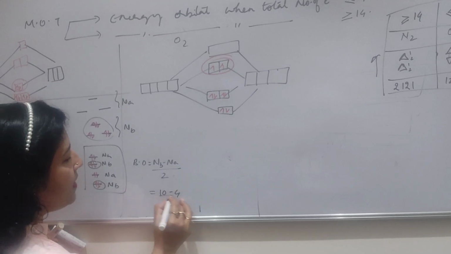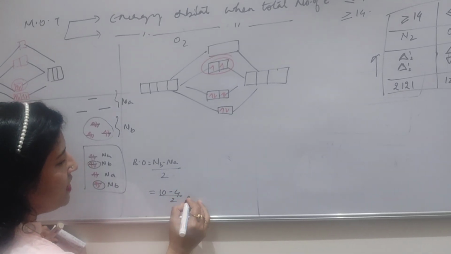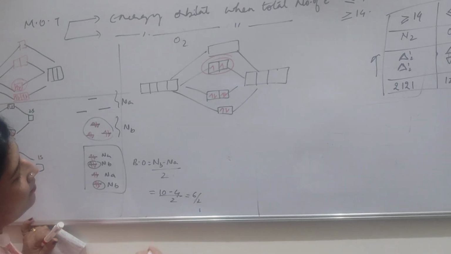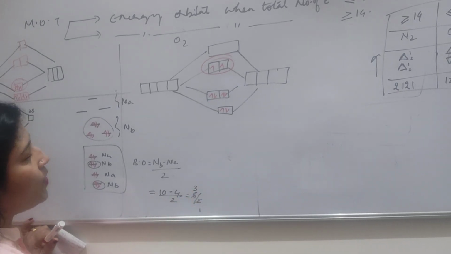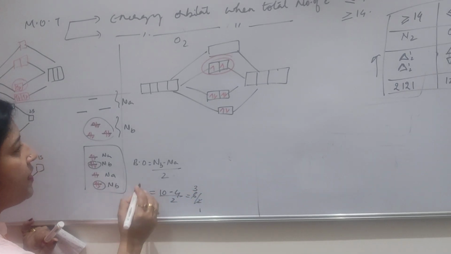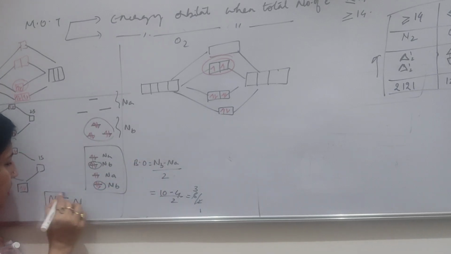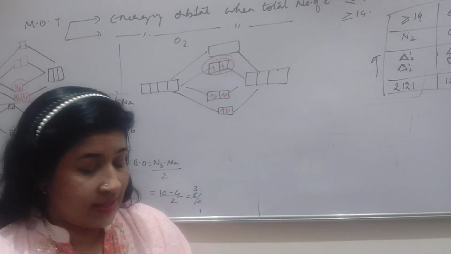That is 4 divided by 2. 10 minus 4 is 6 divided by 2. That will be 3. So nitrogen will be having bond order equal to 3. So the bonds for nitrogen will be 3 bonds.